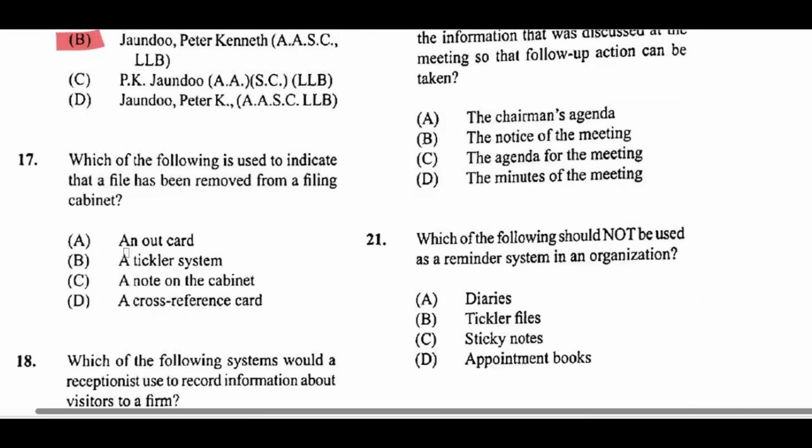17. This is a repeated question. Which of the following is used to indicate that a file has been removed from a filing cabinet? That will be an out card. If I have a filing cabinet and someone from another section comes to take a file, I have to get the out card, and the information on the out card will be who took the file, the date they took the file, which department they work in, and how long they are expected to have the file. That is the information on the out card. So the answer is A.